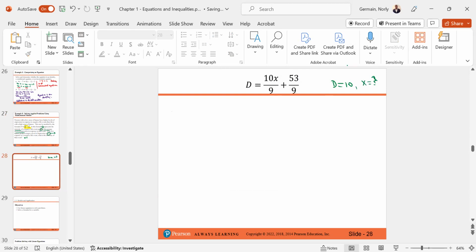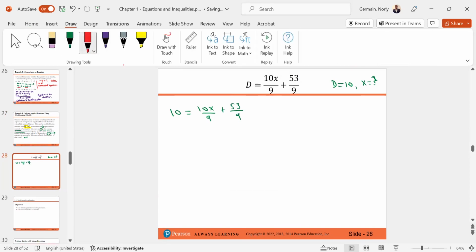So when D is 10, we can rewrite it as 10 equals 10x over 9 plus 53 over 9. Now, what is the least common denominator here? What is the LCD? You only have one denominator, so that's 9. So multiply this side by 9 and multiply this side by 9. Distribute: 9 times 10 is 90. Now we have 9 times 10x over 9 plus 9 times 53 over 9. That gives you 90 equals 10x plus 53.